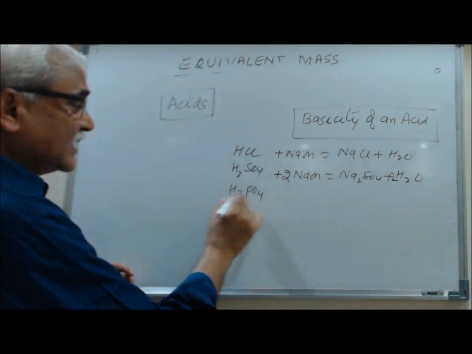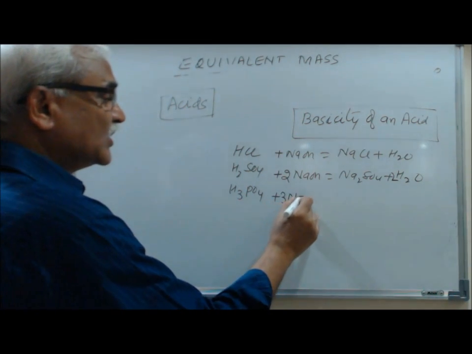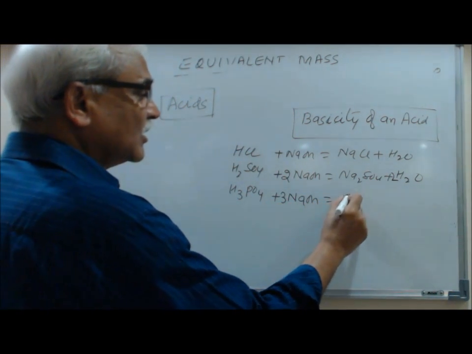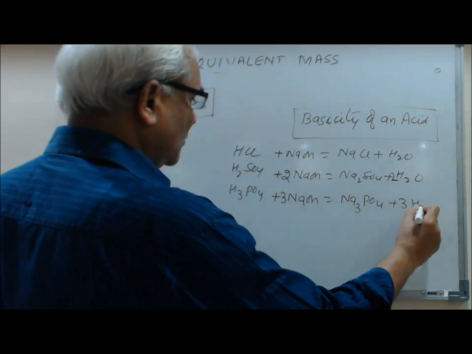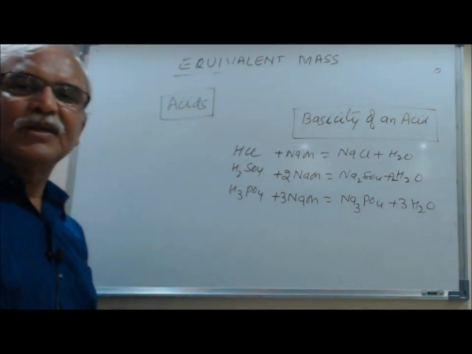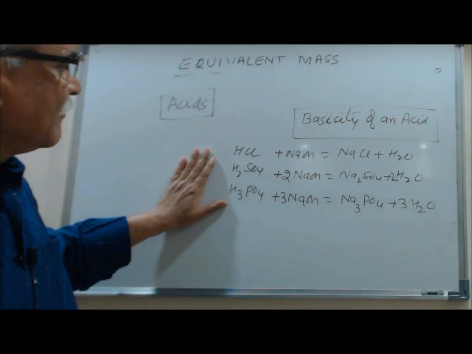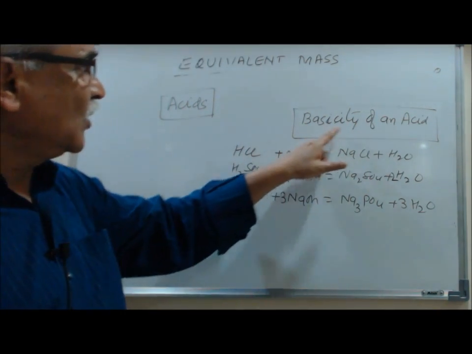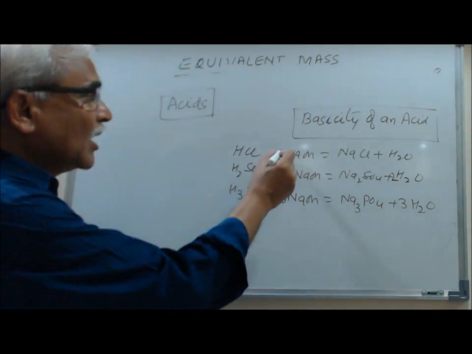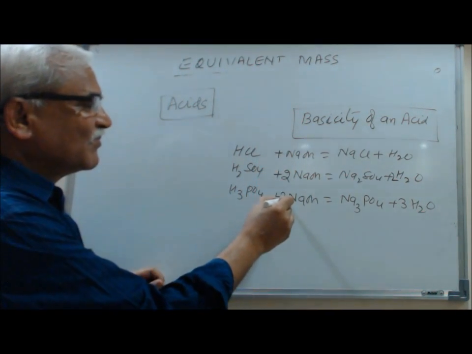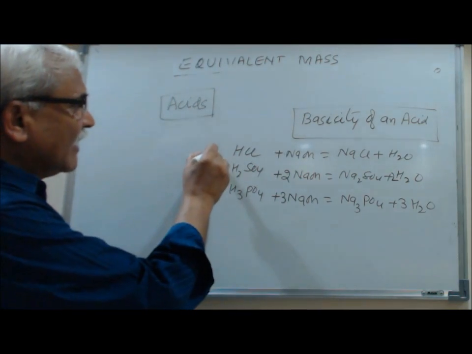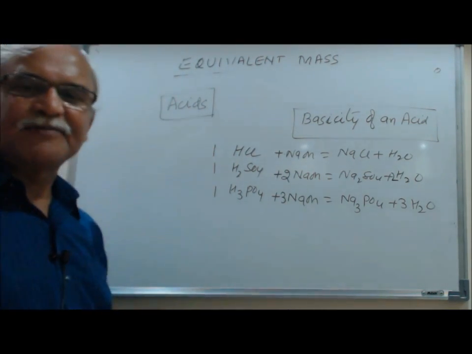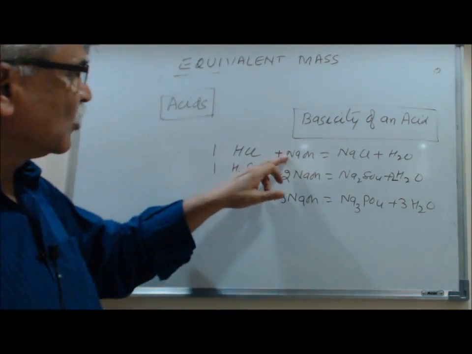But when we react H3PO4, we require 3 NaOH to give what? Sodium phosphate and water. So the schools must have taught you: basicity of an acid is the number of moles of the monobasic base with which 1 mole of the acid reacts. So here 1 mole reacts with 1 mole of NaOH.